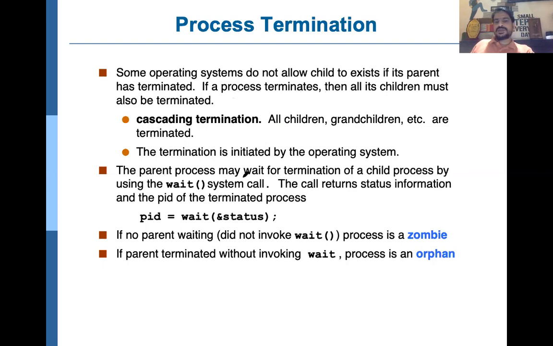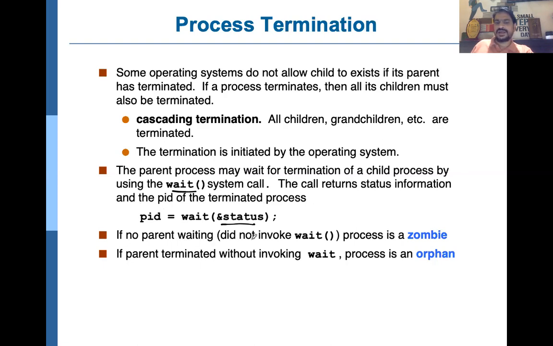The parent process may wait for termination of the child process by using the wait system call, right? So the wait system call is used for the parent process to wait for the child process to terminate. The call returns status information and the PID of the terminated process. The status will be there, and wait will return either 0 or -1.